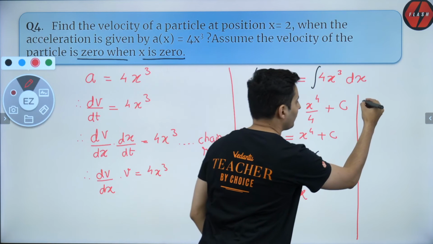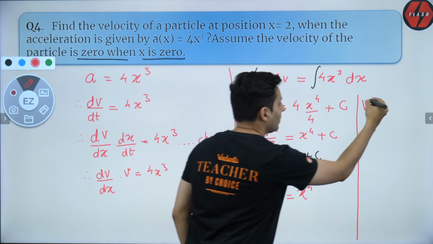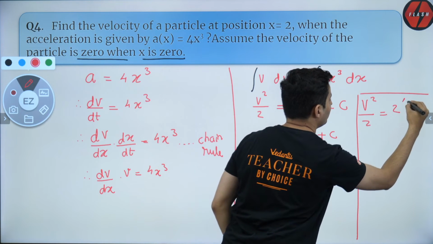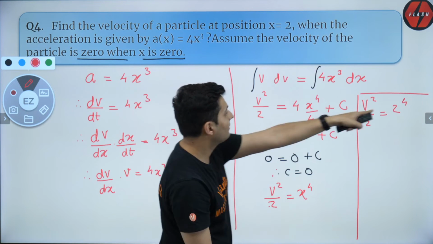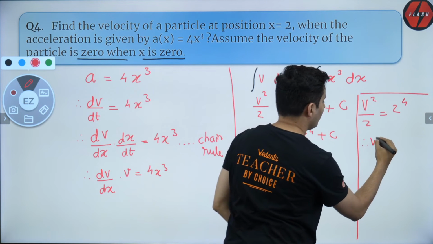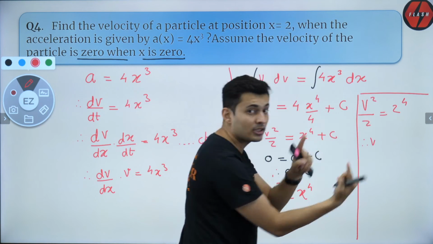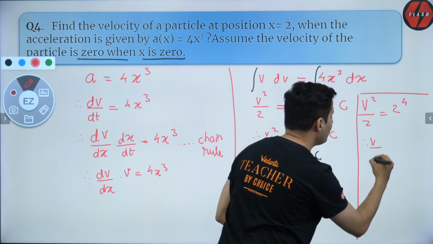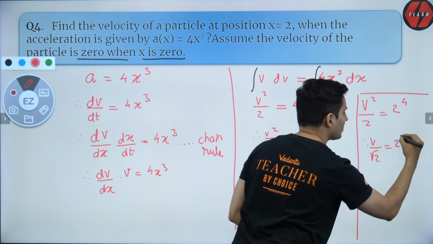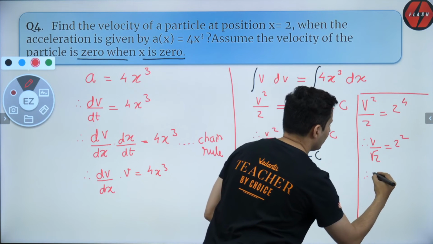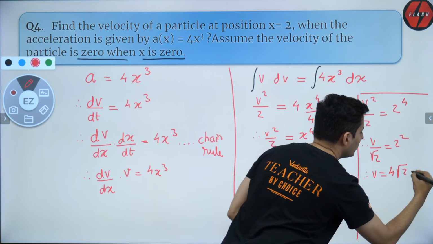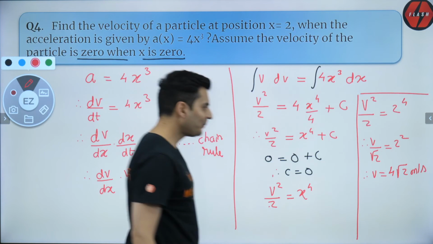Okay. So when x is 2, V square by 2 will be 2 raised to 4, of course, right? I just substituted the value as x is equal to 2. So therefore, I take square roots on both sides. It will become V by root 2 is equal to the root of 2 raised to 4, which is 2 square. That's it. So this will become V is equal to, by the way, 2 square is nothing but 4, root 2 meters per second.